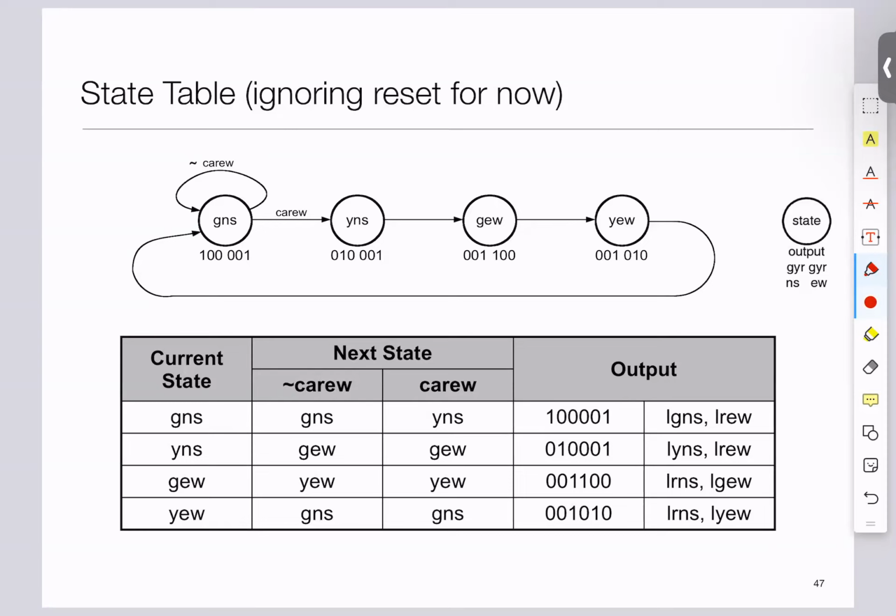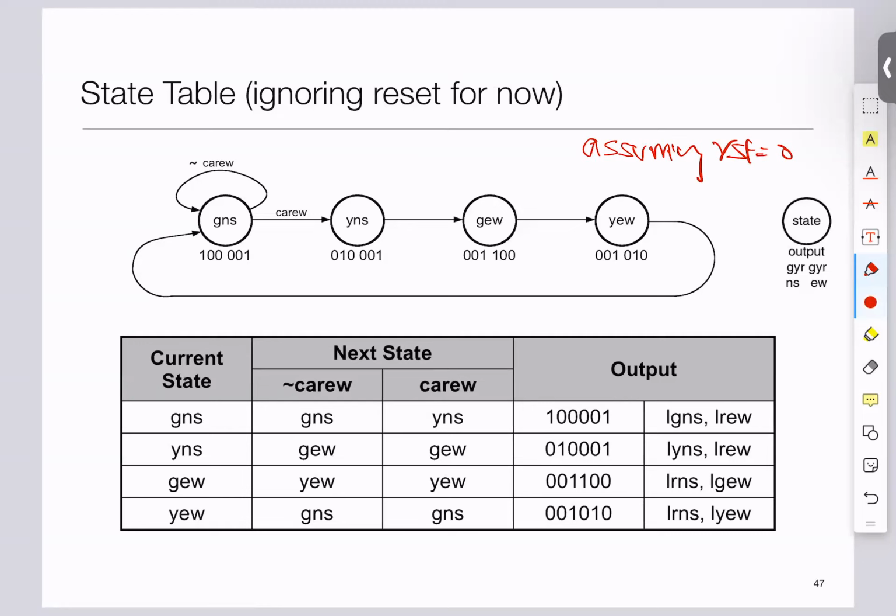We are basically sitting in GNS as long as there is no car on the east-west direction. If there's a car on the east-west direction, I go from GNS to YNS and then unconditionally cycle through GEW, YEW, and come back to GNS and then repeat the process. So we are assuming set equal to 0, and reset equal to 1, we are going to just handle it separately. Very commonly done just to sort of simplify things, and in hardware also you will do this.